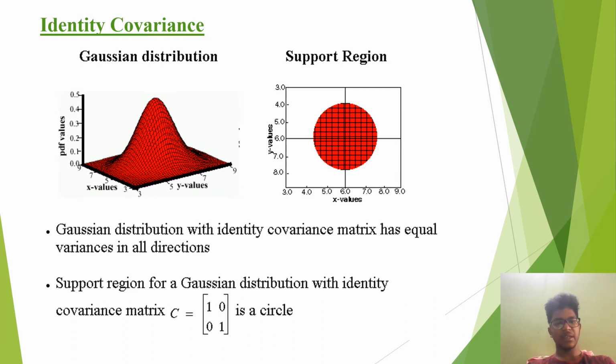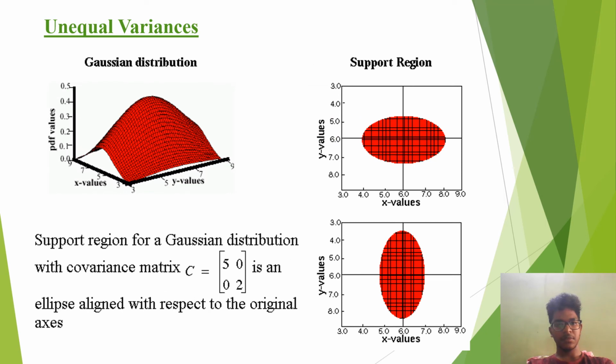Identity covariance. A Gaussian distribution with an identity covariance matrix has equal variances in all directions. The support region for the Gaussian distribution with identity covariance matrix C equal to 1 0 0 1 is a circle. Unequal variances. The support region for the Gaussian distribution with covariance matrix C equal to 5 0 0 2 is an ellipse aligned with respect to the original axes.